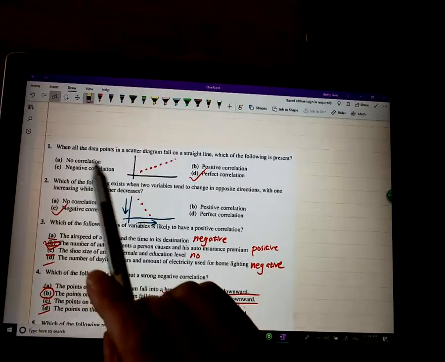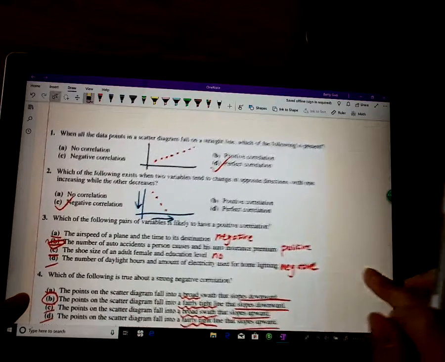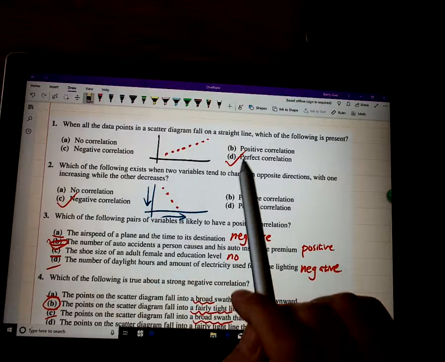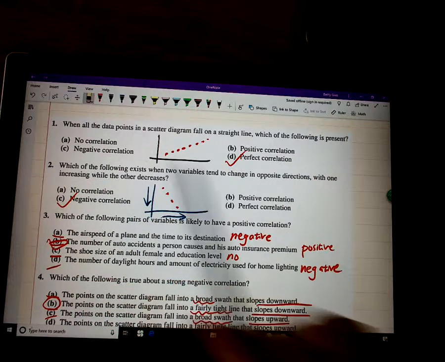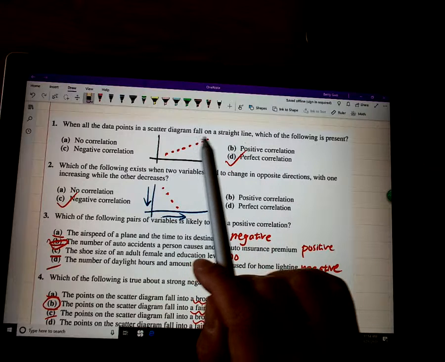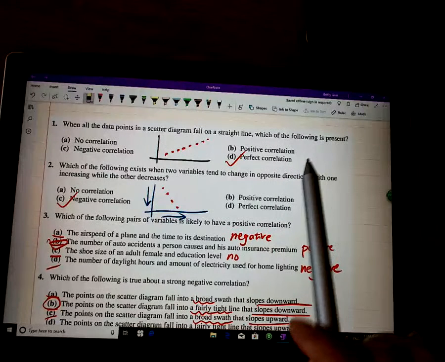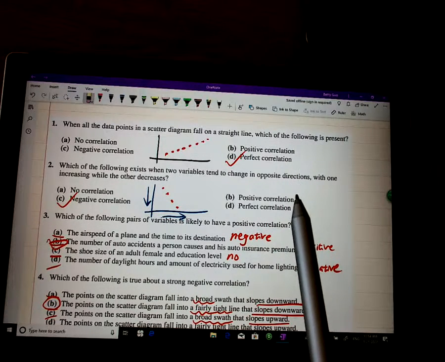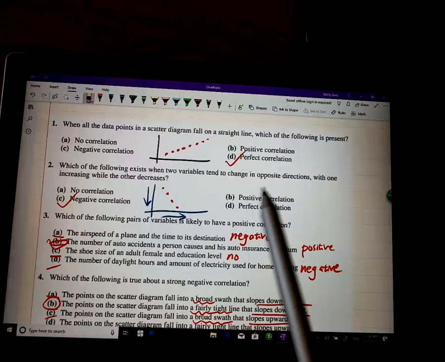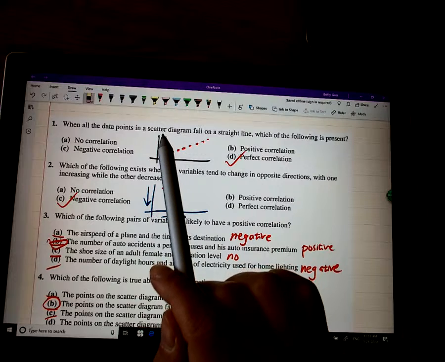Number 1, when all the data points in a scatter diagram fall on a straight line, which of the following is present? A, no correlation, B, positive correlation, C, negative correlation, D, perfect correlation. All the points are collinear, fall on a straight line. That is a perfect correlation. Does that make sense? Yeah. As I said, that might not happen often in reality, but that is one case for correlation, perfect correlation. A scatter plot is also called a scatter diagram. It's just a different name, the same thing.